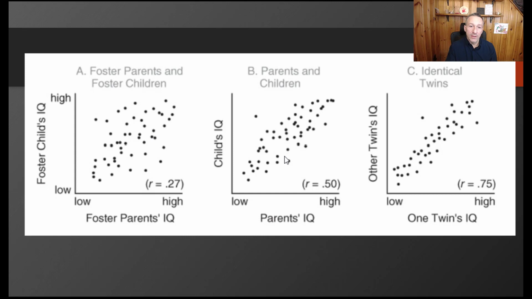If you look at this one and you look at this one, the dots are closer together. It's more concentrated, meaning it is going to be a stronger relationship. As we see on this last one, they're even closer together. Twins' IQs, 0.75.